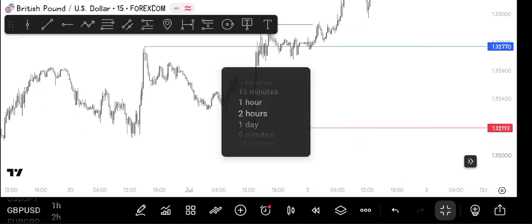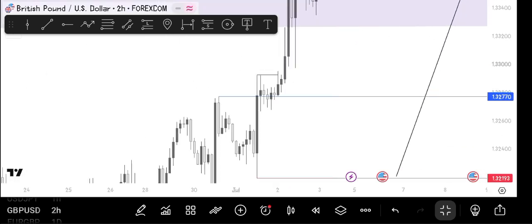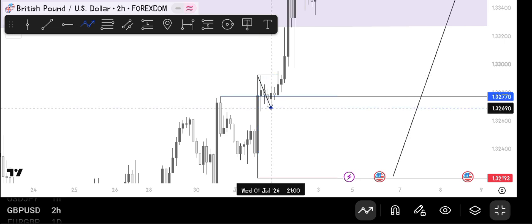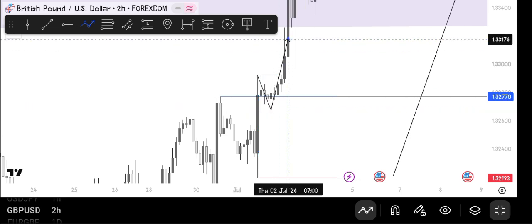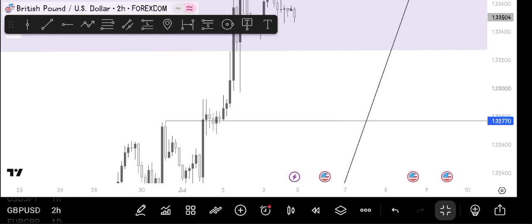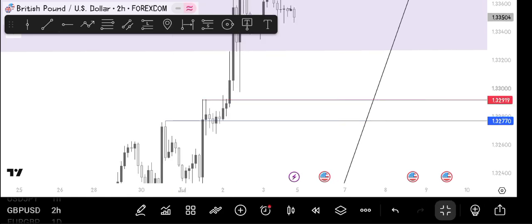Now let's go back to the 2-hour time frame. After the break of structure, what do we see? We see price pull back once again before it went to the upside. Now let's mark that area right here, from where price started pulling down.